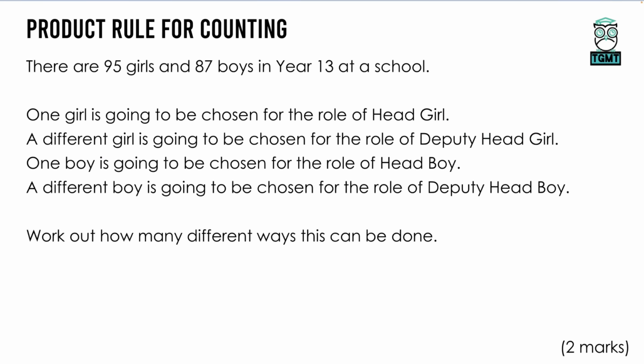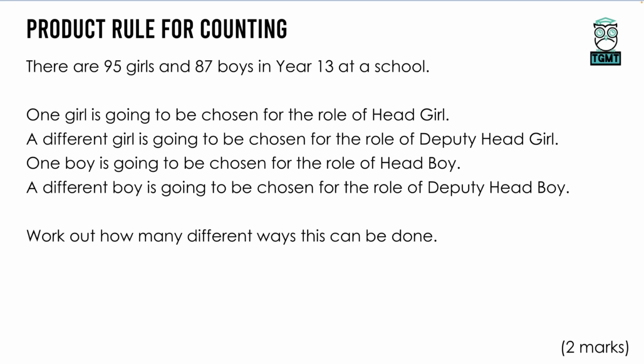So looking at some product rule for counting, it says here there are 95 girls and 87 boys. One girl is going to be chosen for the role of head girl, and a different girl is going to be chosen for the role of deputy head girl. And then we have the same options for the boys. It says work out how many different ways this can be done. Now with the product rule for counting, and the hint is in the title for this, product means to multiply. So all we have to do is find the different options in each scenario, and we'll multiply them all together.